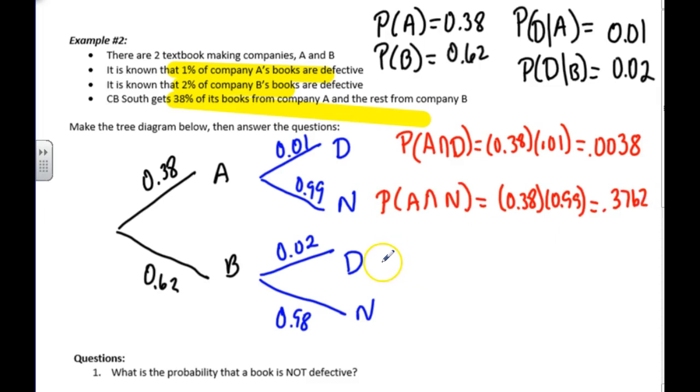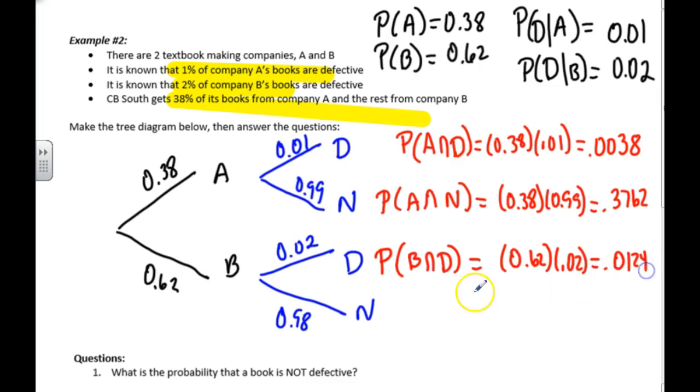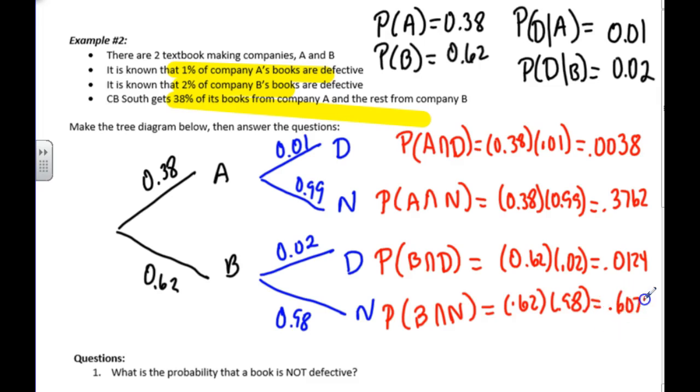0.3762. The probability of B and D is 0.62 times 0.02, which is 0.0124. And the probability of B and N is 0.62 times 0.98, which gives me 0.6076. Now, even though these are symbols, it is important for you to understand what this is actually saying.